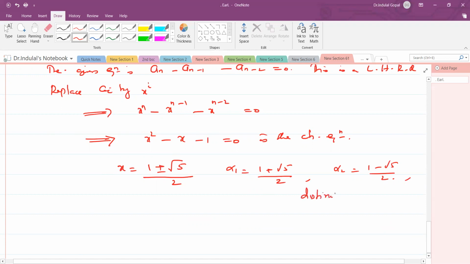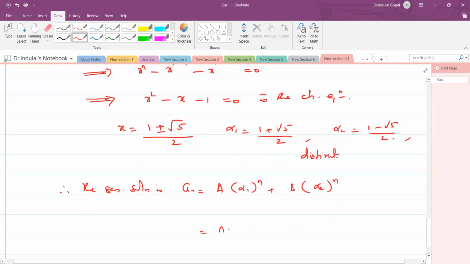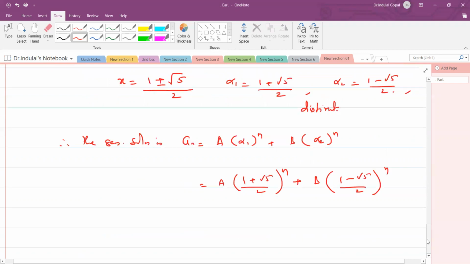Distinct. Therefore, the general solution is a_n equal to capital A alpha 1 raised to n plus capital B alpha 2 raised to n. So this is equal to A times (1 plus root 5 by 2) the whole raised to n plus B times (1 minus root 5 by 2) the whole raised to n, where these A and B are constants to be determined using the initial condition.